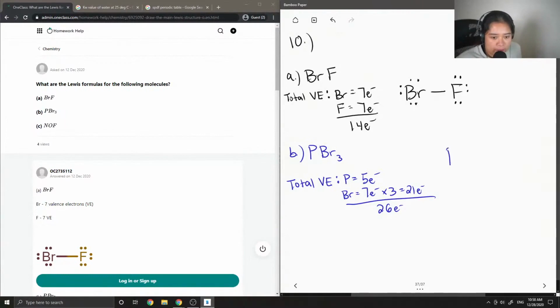So I'm going to draw phosphorus as our central atom, and then I'm going to draw the 3 bromine atoms around it. Again, each bond is worth 2 electrons, so we have 6 drawn so far, and I need to have 20 more. So each bromine atom will have 3 lone pairs, but 6 electrons in total, so let me draw that in.